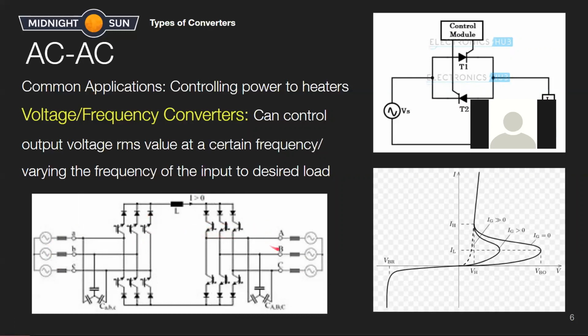The difference being that on the output, we can vary the RMS voltage or vary the frequency of the output. So they can really be frequency or voltage controlled on the output side.